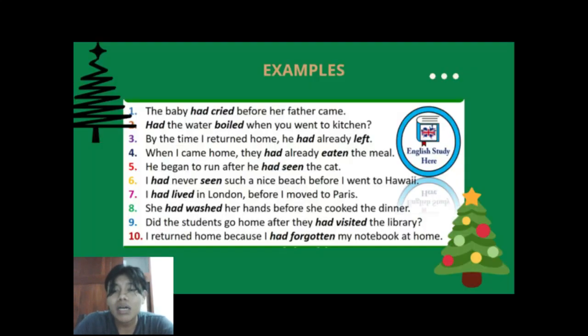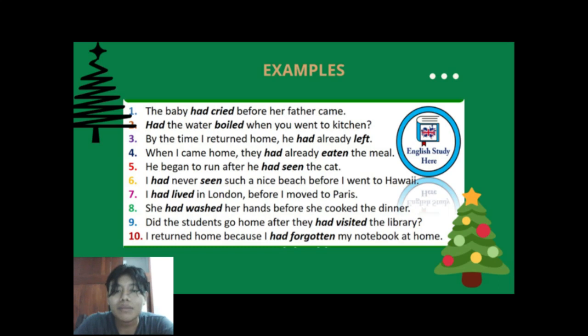To finish with this explanation, there are some examples of how we can use the past perfect. For example, the first one says: the baby had cried before her father came. Had the water boiled when you went to the kitchen? By the time I returned home, he had already left. Cuando yo llegué a casa, él ya se había ido.